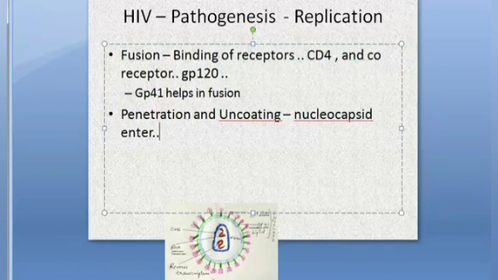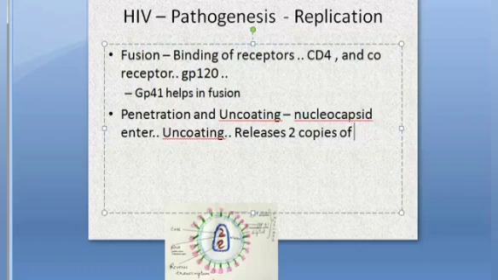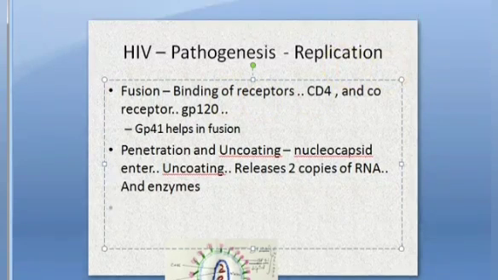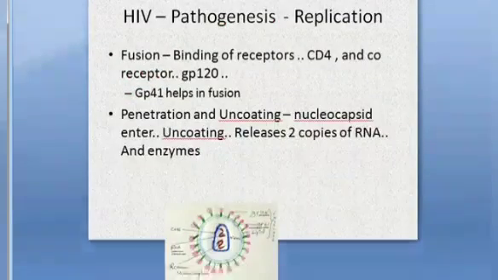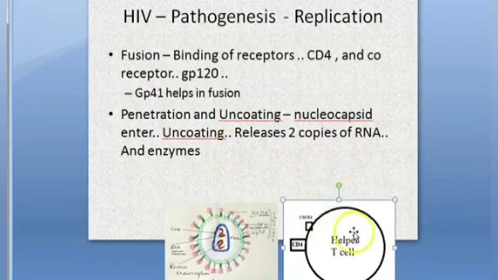Nucleocapsid enters, uncoating happens and it releases the 2 copies of RNA and the enzymes. Pretty clear, right? Nobody is confused, right? At this stage, everybody is fine. So where did the virus enter? It entered the cell. Now the virus is inside, okay?